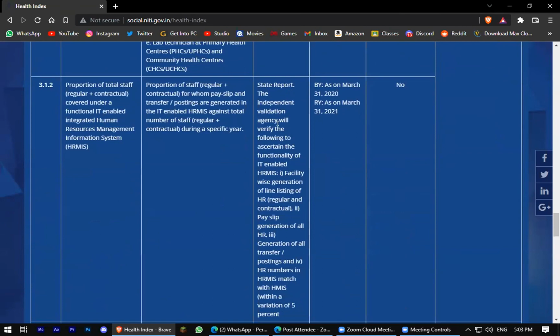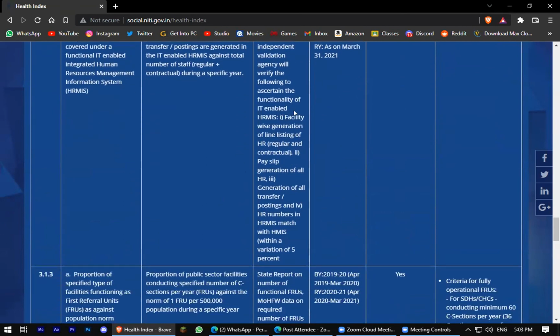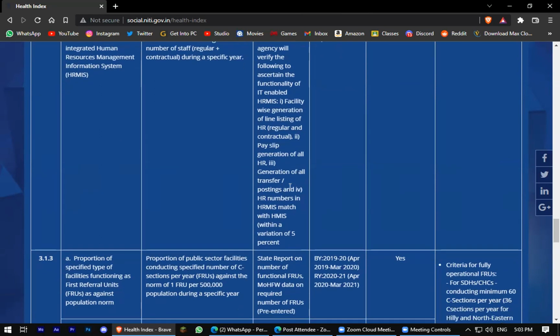State report, the independent validation agency will verify the following: ascertain the functioning of IT enabled, facility wise generation of line listing of HR, that is regular and contractual payslip. They are seeing whether the organization, whether the particular department is IT enabled or not. Whether HR laws, HR provisions are in place as per the IT requirements or not.